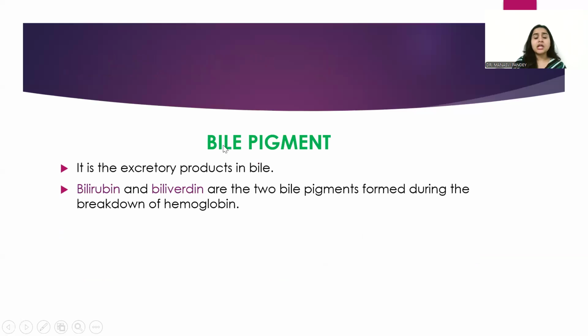Now, what are the bile pigments? Bile pigments are the excretory products in the bile, which are mainly two: bilirubin and biliverdin. Bilirubin is the yellow colored pigment and biliverdin is the green colored pigment, and these are the two bile pigments which are formed during the breakdown of hemoglobin, and they have antioxidant properties.